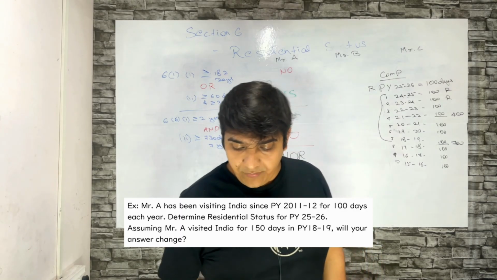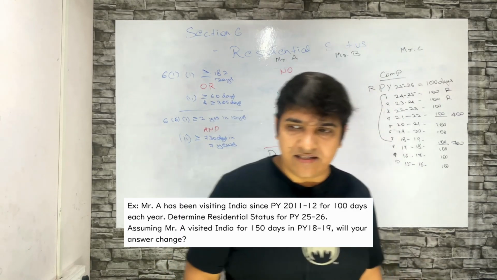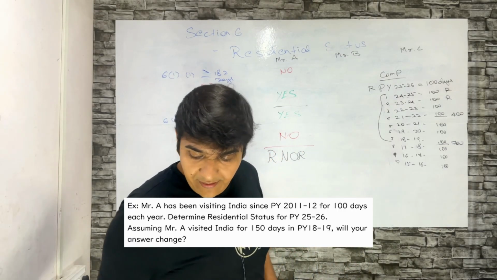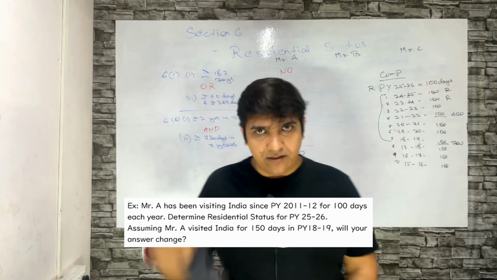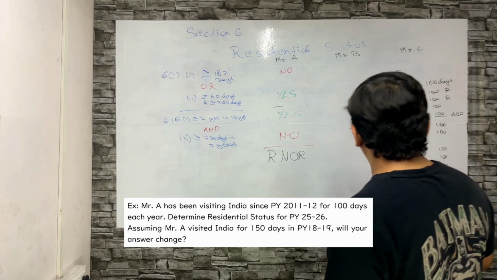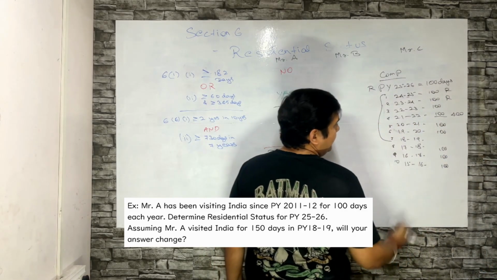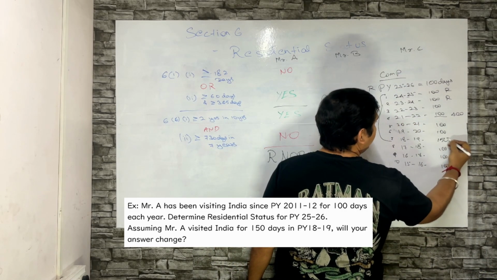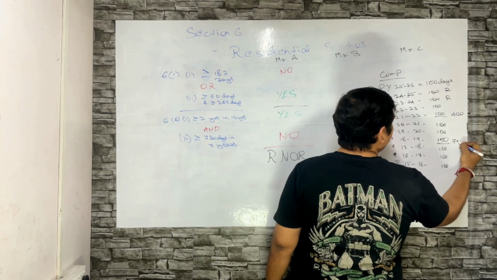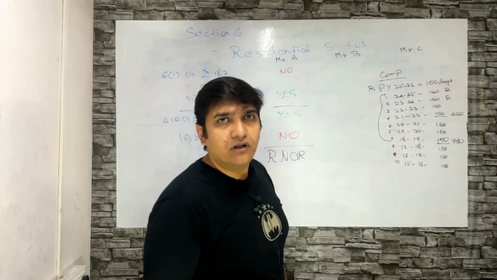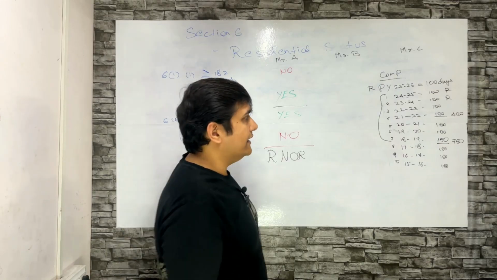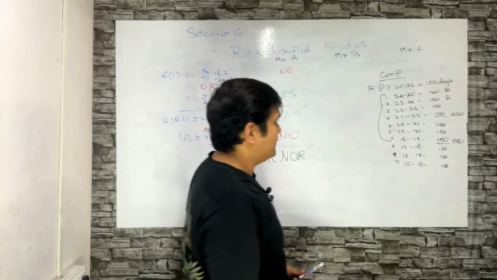First example is done, but let's assume now that in the 7th year, in the previous year 18-19, he has visited for 150 days instead of 100 days. Then the total would come to 750. Will the condition then be satisfied? Yes, it will be satisfied, right?